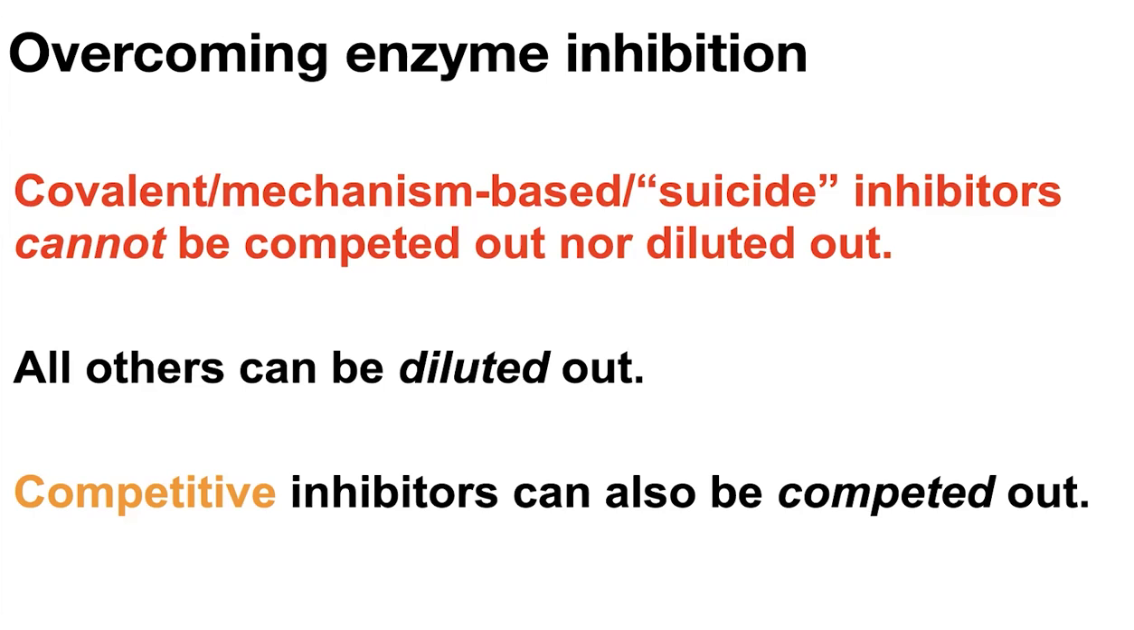So remember that diluting out and competing out, we're relying on the non-covalent interactions and the fact that the enzyme would eventually drop that inhibitor. But in the case of our covalent inhibitors, the enzyme is not going to drop that inhibitor. And so we can't dilute it out or compete it out because it's stuck on there. So with those covalent inhibitors, we're not going to be able to dilute out or compete out. Our only hope is waiting for the cells to make more of the enzyme and removing that inhibitor so that the new enzyme that is made doesn't get inhibited.